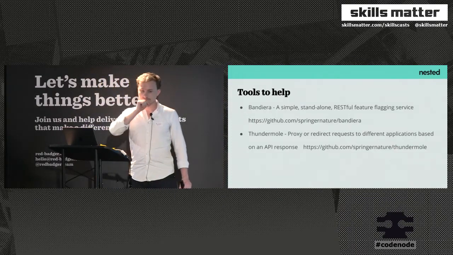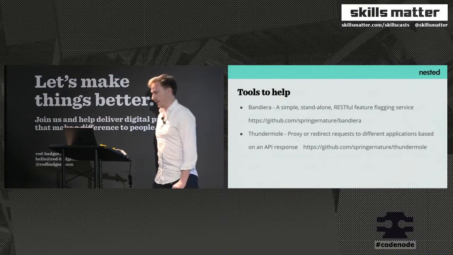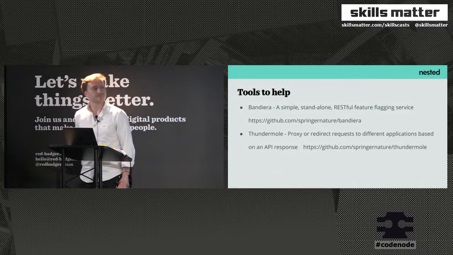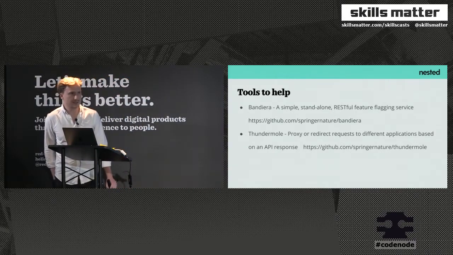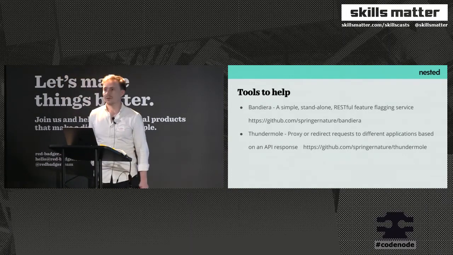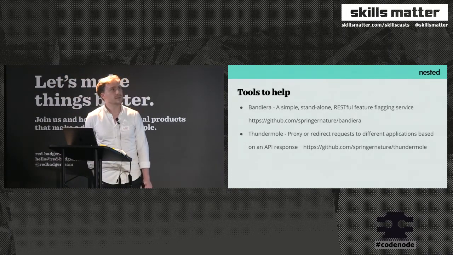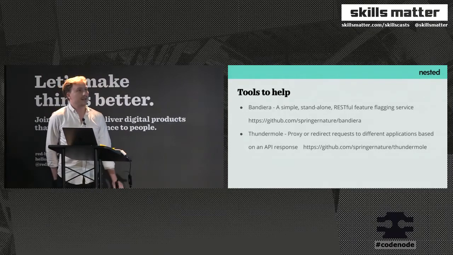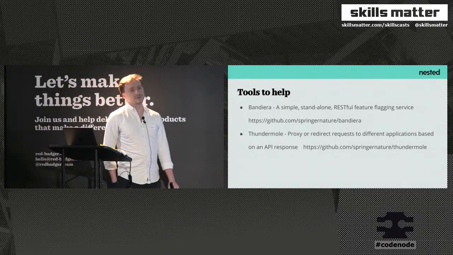Now, these tools are mostly on the back end of the application, but I think they're still extremely relevant to this talk. So we're not going to spend a huge amount of time seeing how you'd actually set them up and use them, but we can talk about the concepts behind them. One of the tools is Bandiera, which is an open source, simple standalone RESTful feature flagging service.